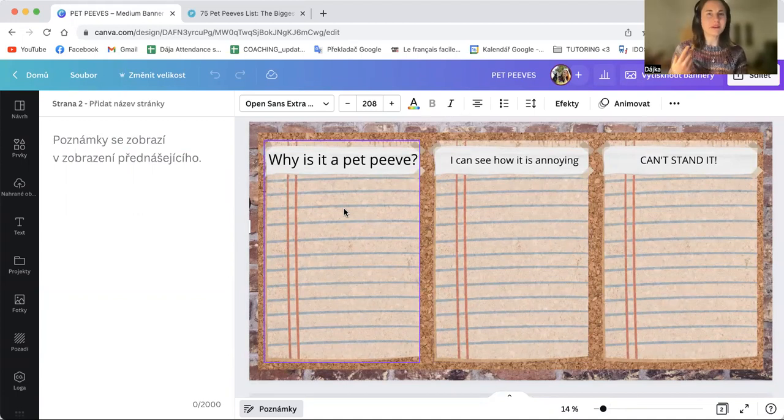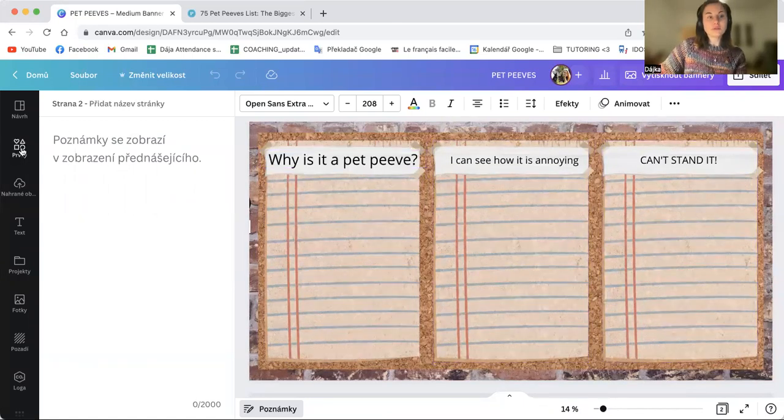Why is it a pet peeve? Because you don't see the point of why it's annoying. Then I can see how it is annoying. Okay, so I can see the point, but it's not that annoying to me, and I can't stand it. It means that it is a pet peeve of your student.